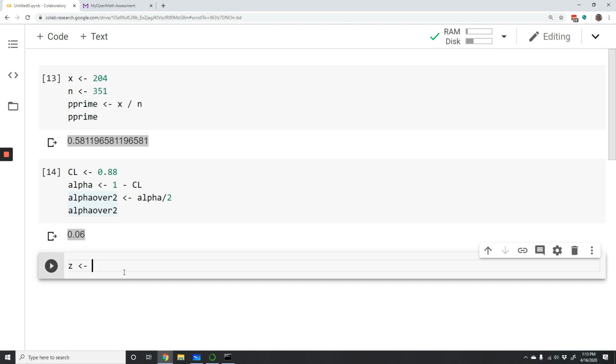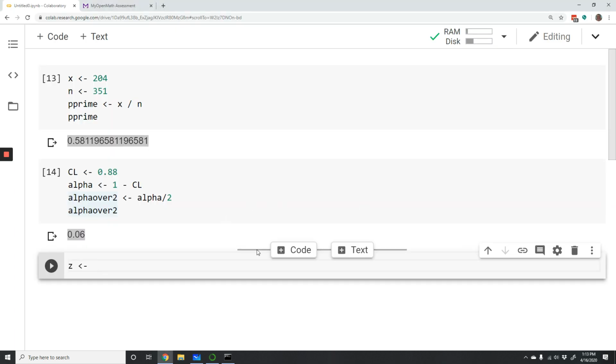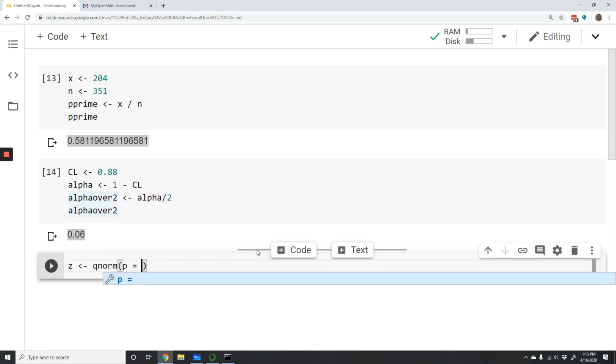And I'll just type Z. So we know the probability, right? The probability that we're looking for, the area that we're looking for, is 0.06. That's the area above the Z value. So since we're looking for a Z value, we know the probability, we're using Q norm. And plug in the known probability of alpha over 2. That's what we're plugging into the p-value. So that'd be 0.06 in this case. Okay?